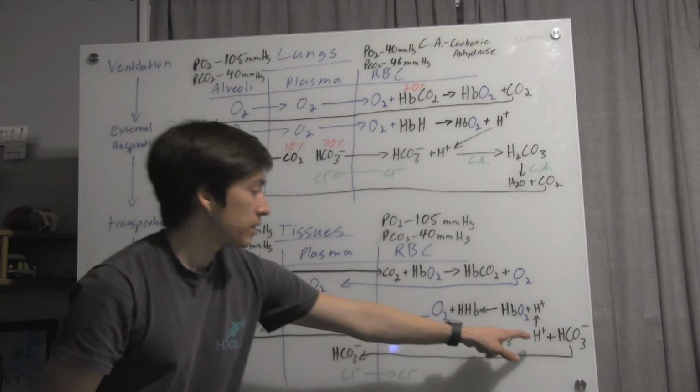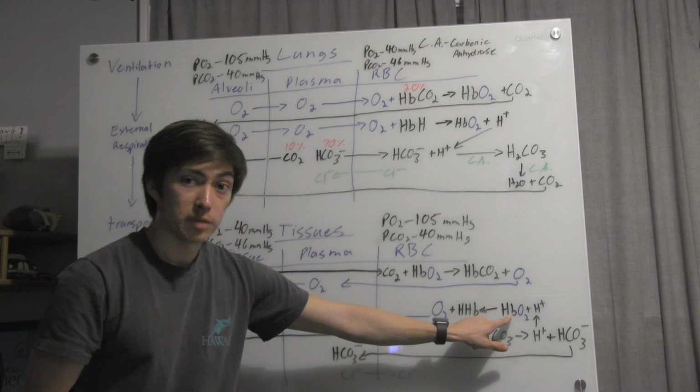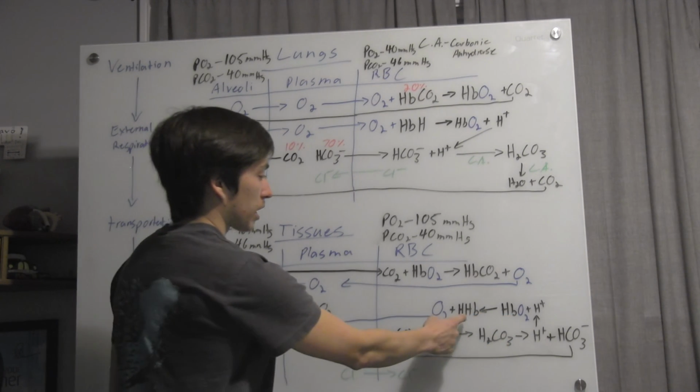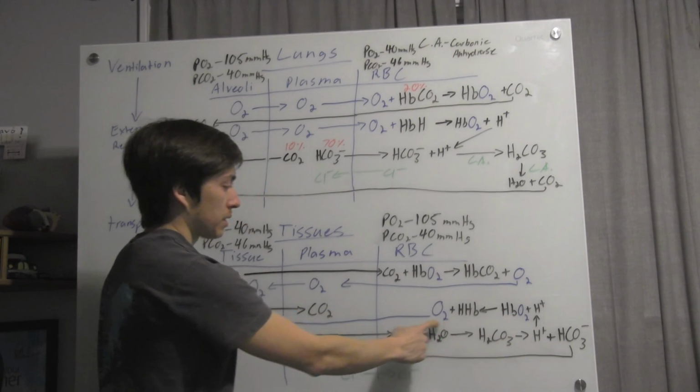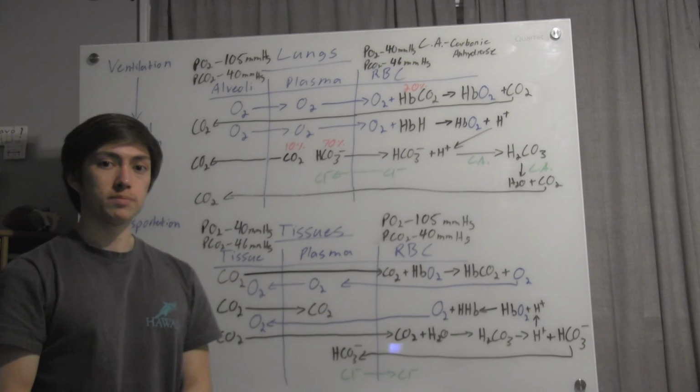And then this freed up hydrogen can kick an oxygen off of a hemoglobin, and then we're going to have the hydrogen hemoglobin as well as a freed up oxygen, which can now travel back to the tissues.